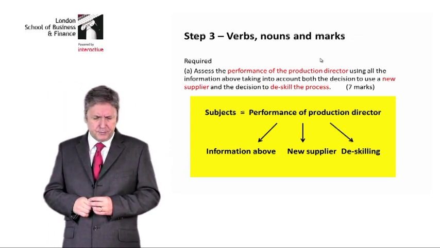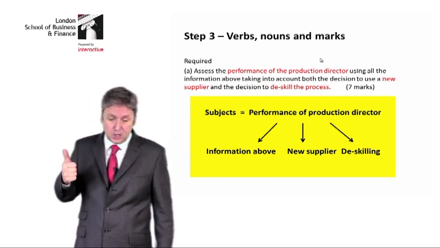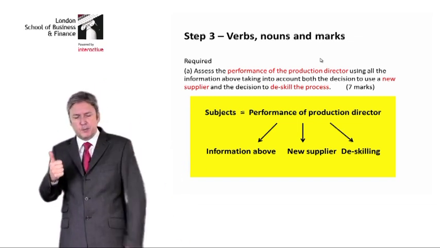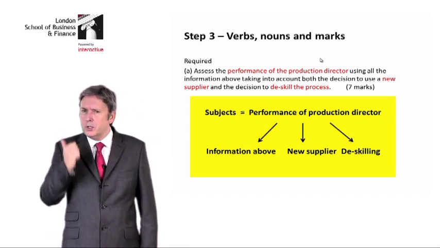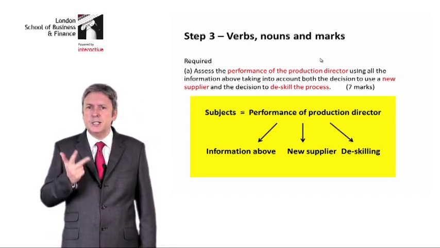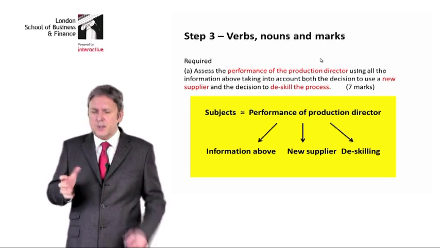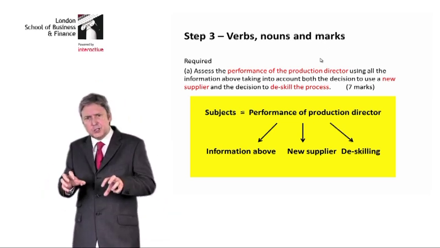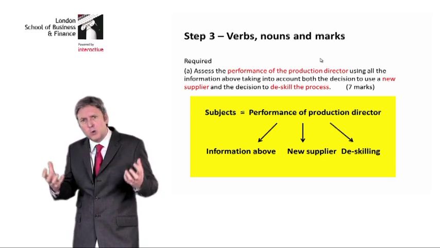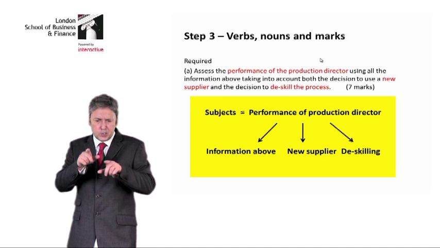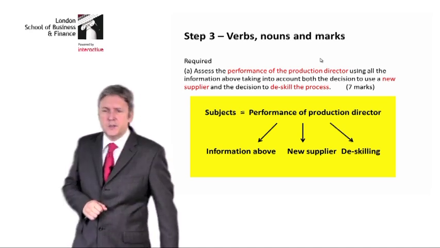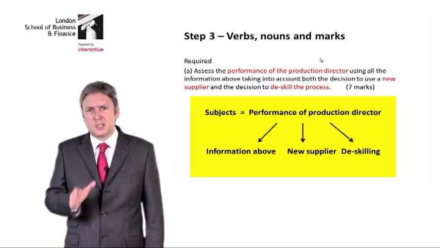And to do that, we're going to have to look at 3 things. Information above, okay, the stuff in the narrative we haven't looked at yet. But in particular, we want to talk about the new supplier and the de-skilling. Now, to me, these are 2 enormous hints that I'm going to hang almost the whole of my answer around. Of course we will use the other information, but to me, the new supplier and the de-skilling is what I'm really getting excited about.